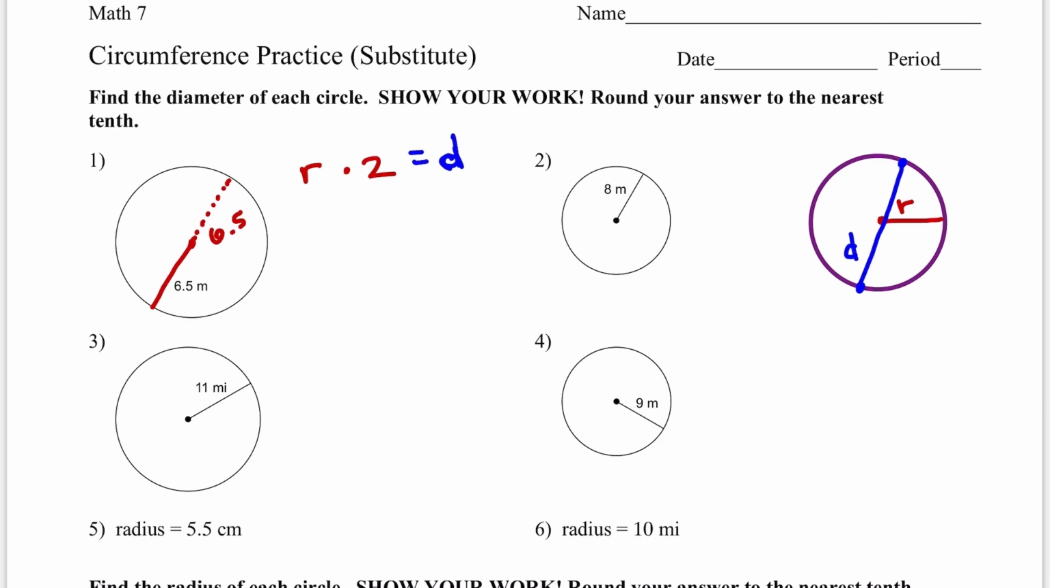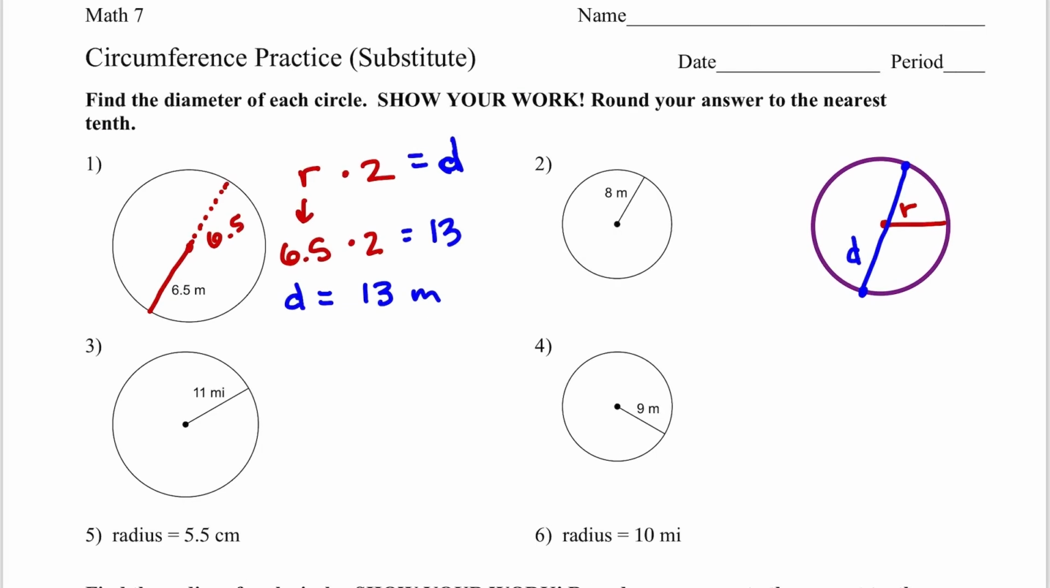So in this particular problem, the radius is 6.5. I take that radius, I double it, and I get the diameter. Go ahead and plug it into your calculators, or go ahead and do it in your head. 6.5 times 2 is equal to 13. So the diameter for this problem, the D for diameter, is equal to 13 meters. And you'll continue that for problems 2 through 6.